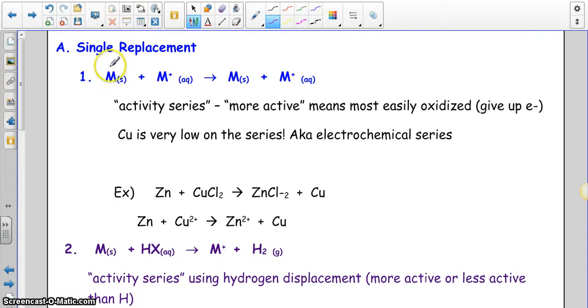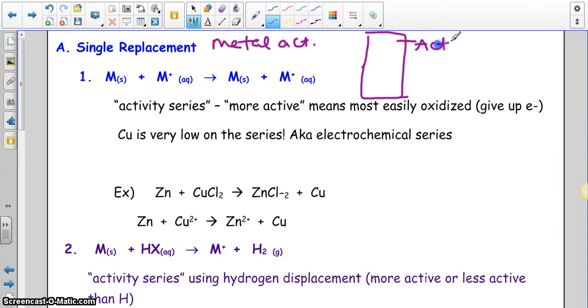We have a single replacement reaction where we have metals. Don't forget your metal activity series. The most active metals are going to be at the top of the series, and this is actually on the next slide. But the activity series will have the ones that are most active at the top, and then they'll be able to replace the ones below it. The most active, though, means, you can see here, this metal transitioning to this metal.